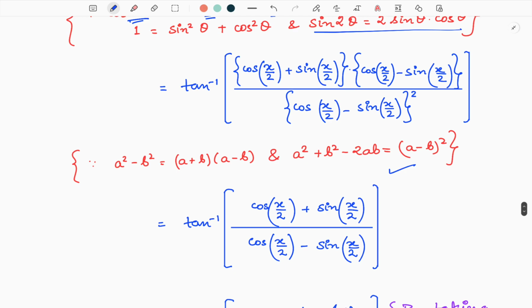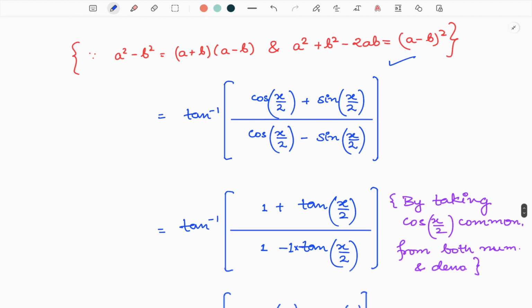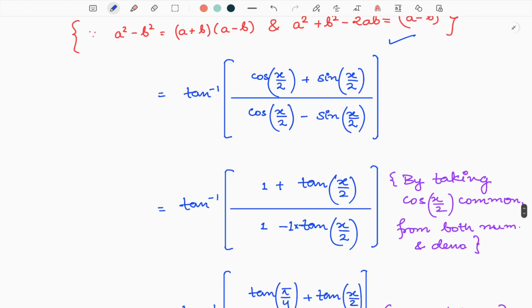Now in the numerator we are remaining with cos x by 2 plus sin x by 2, and in the denominator cos x by 2 minus sin x by 2. Now take cos x by 2 common from both numerator and denominator. So sin x by 2 has to be divided by cos x by 2 because there is no cos x by 2 with sin x by 2. So when sin x by 2 is divided by cos x by 2, it will become tan x by 2. So that's what you get here: 1 plus tan x by 2 upon 1 minus tan x by 2.